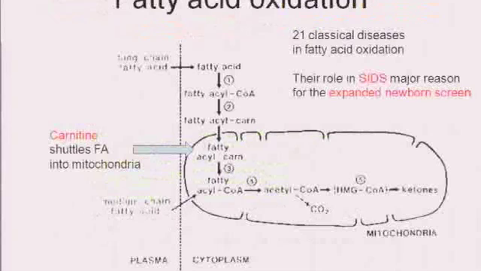And carnitine is the little shuttle molecule. It's a vitamin that brings the fats into the mitochondria and allows them to be burned. This class of diseases is a very new family of diseases. It's only about 10 years old. There's about 21 of them, but they have a very major impact on child health. They play a major role in SIDS, or early infant deaths.